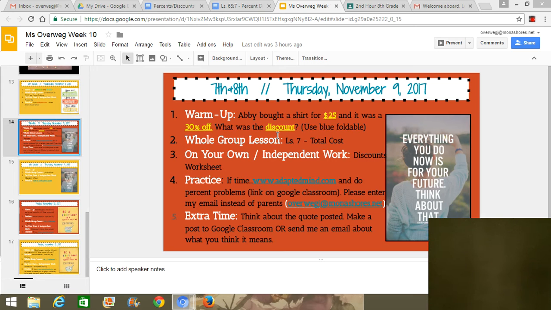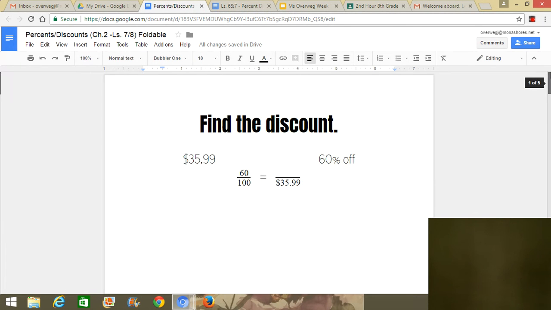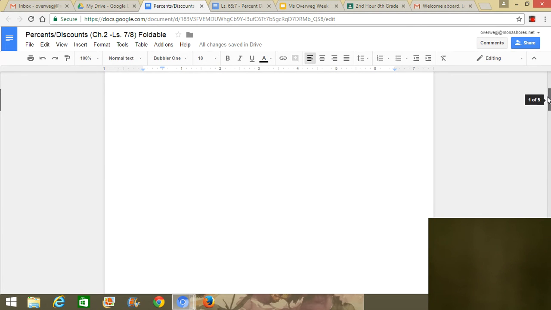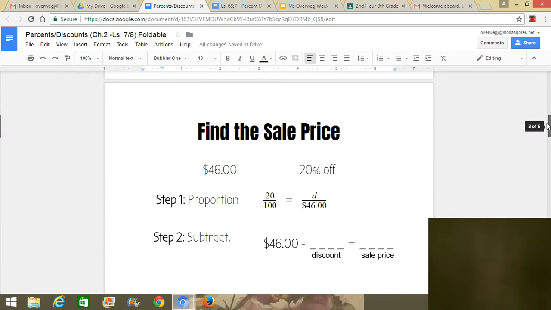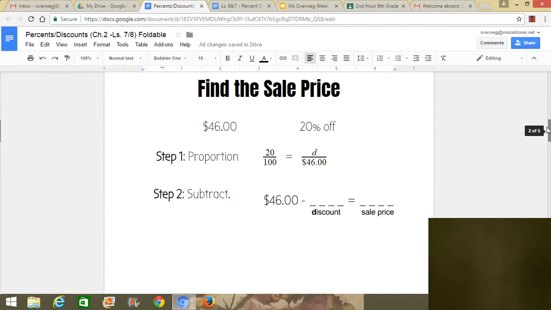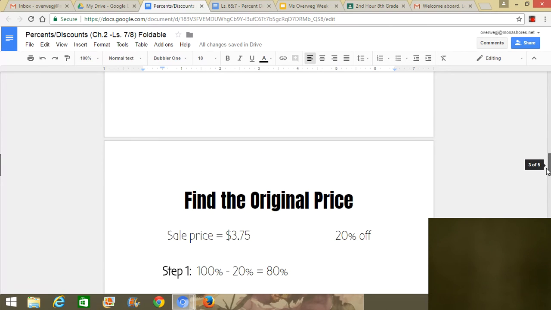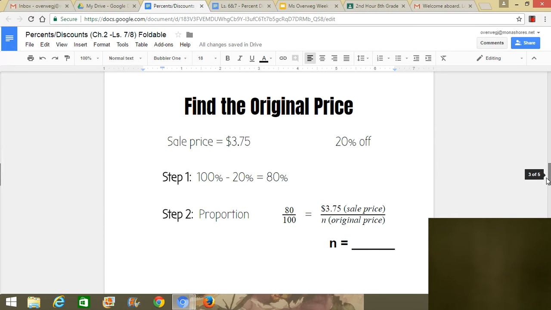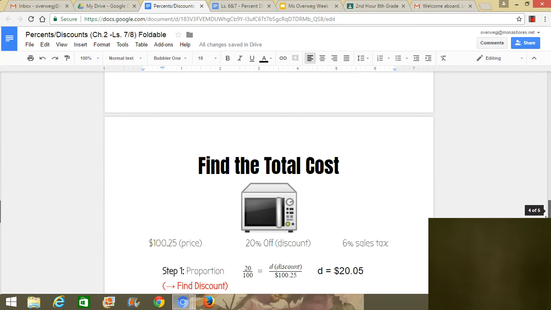Okay, now we are going to get started with our lesson. So one of the things that we've been talking about the past few days has been percent discounts. So up to now, if we look at your foldable, we have started with finding the discount, which is what you just did for your warm-up. Then we moved into looking at finding the sale price, which is very similar. We just have to add a second step. Yesterday we talked about finding the original price and did a little bit more practice with that. And today we're talking about finding the total cost.